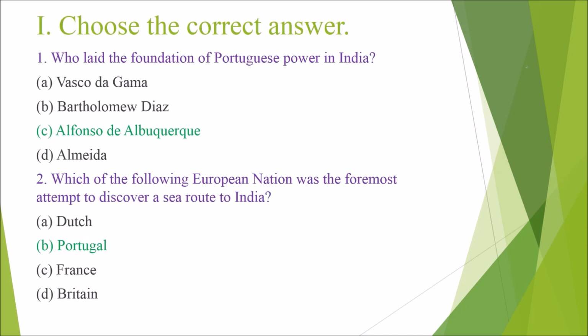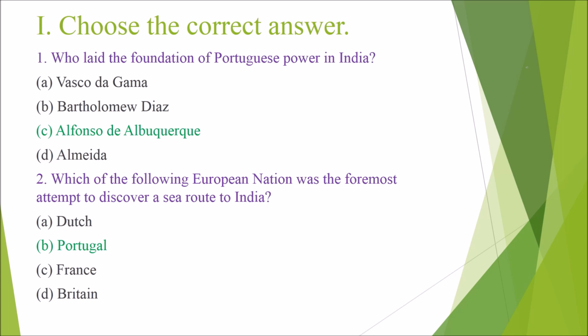Now we are going to revise the book back questions with answers. Roman letter 1, choose the correct answer. Question number 1, who led the foundation of Portuguese power in India? Option A, Vasco da Gama. Option B, Bartholomew Dias. Option C, Alfonso de Albuquerque. Option D, Almeida. So the answer is option C, Alfonso de Albuquerque.